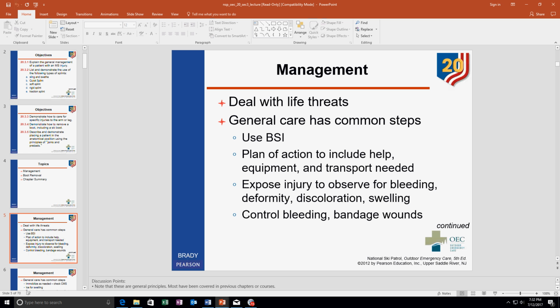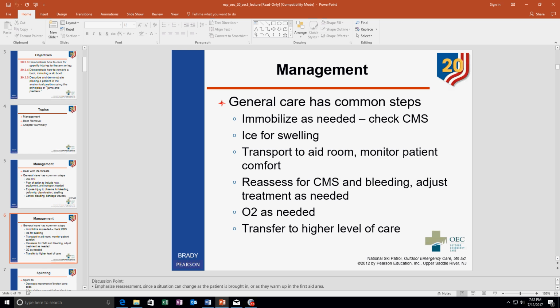Expose the injuries, see what you've got, control bleeding, bandage wounds. This is all very, very mundane. Should be common sense to you. Again, with immobilization, check CMS, circulation, motor, and sensory. Can you feel this? Can you move that? And check the pulse. Transport to aid room, monitor patient comfort.